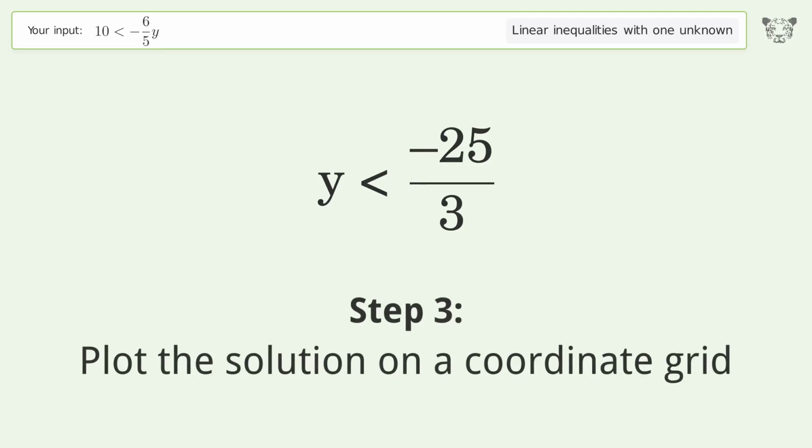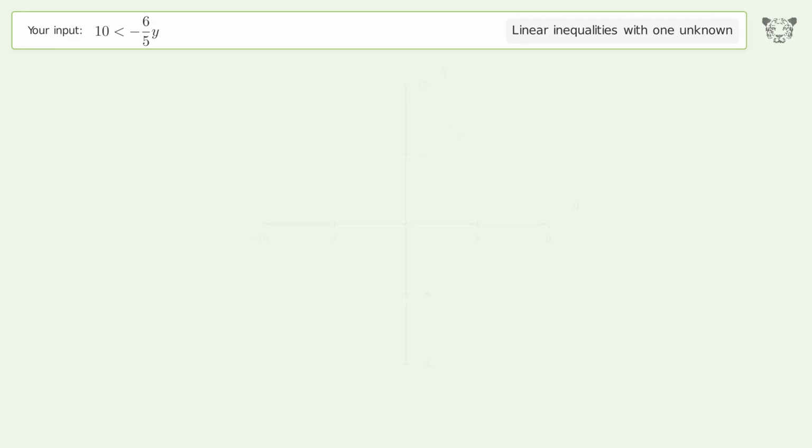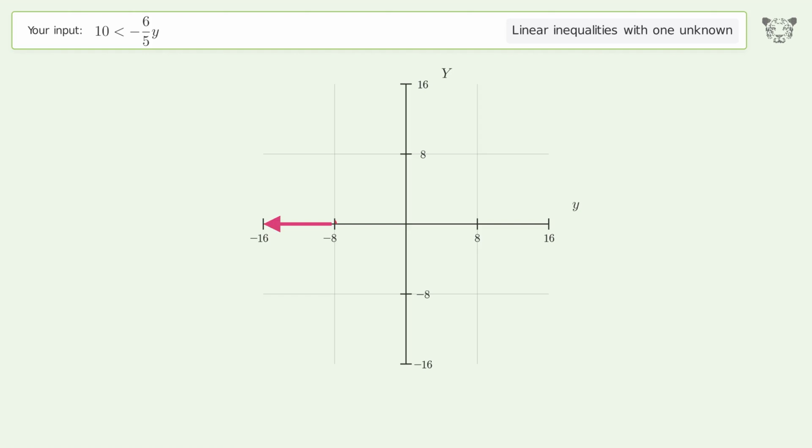Plot the solution on a coordinate grid. And so the final result is y smaller than -25/3 smaller than -81/3.